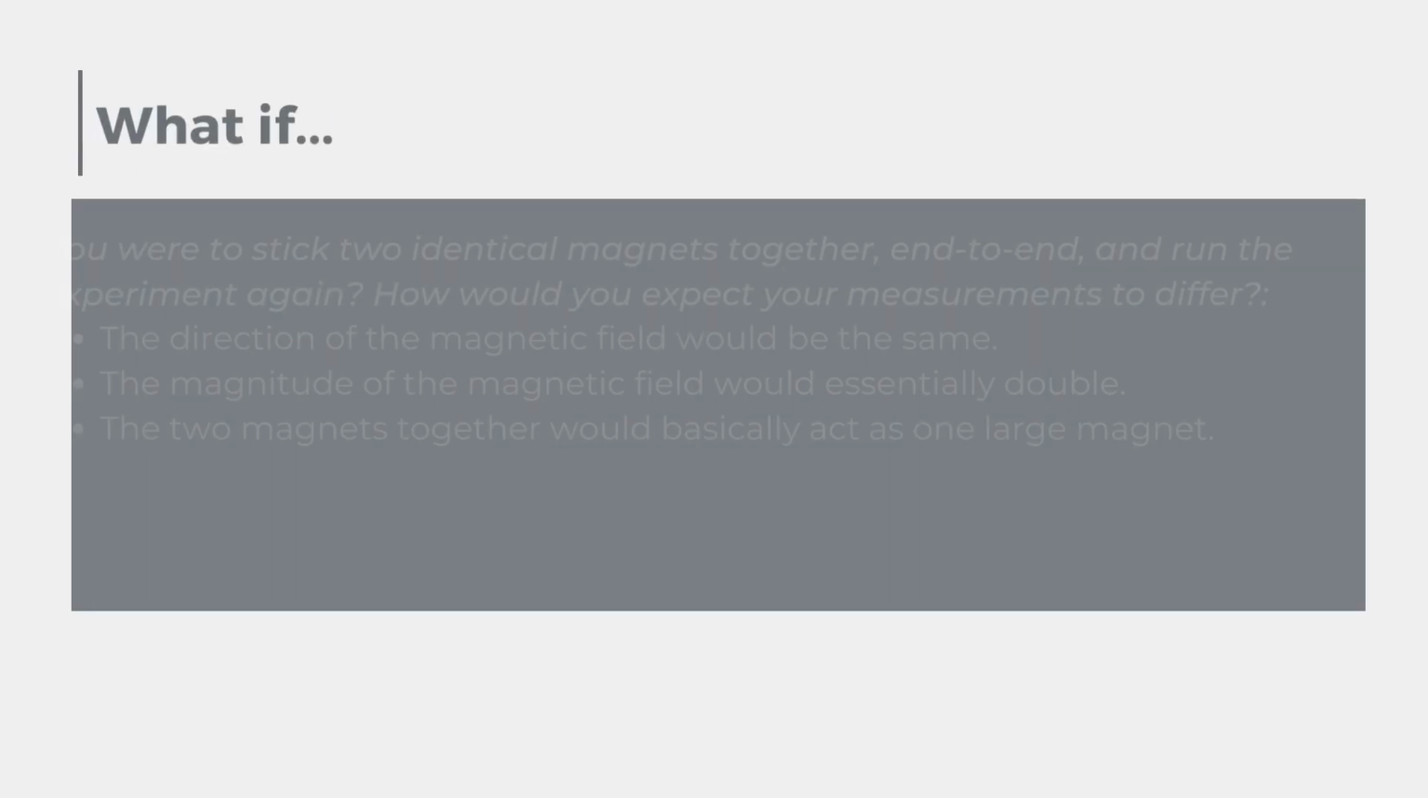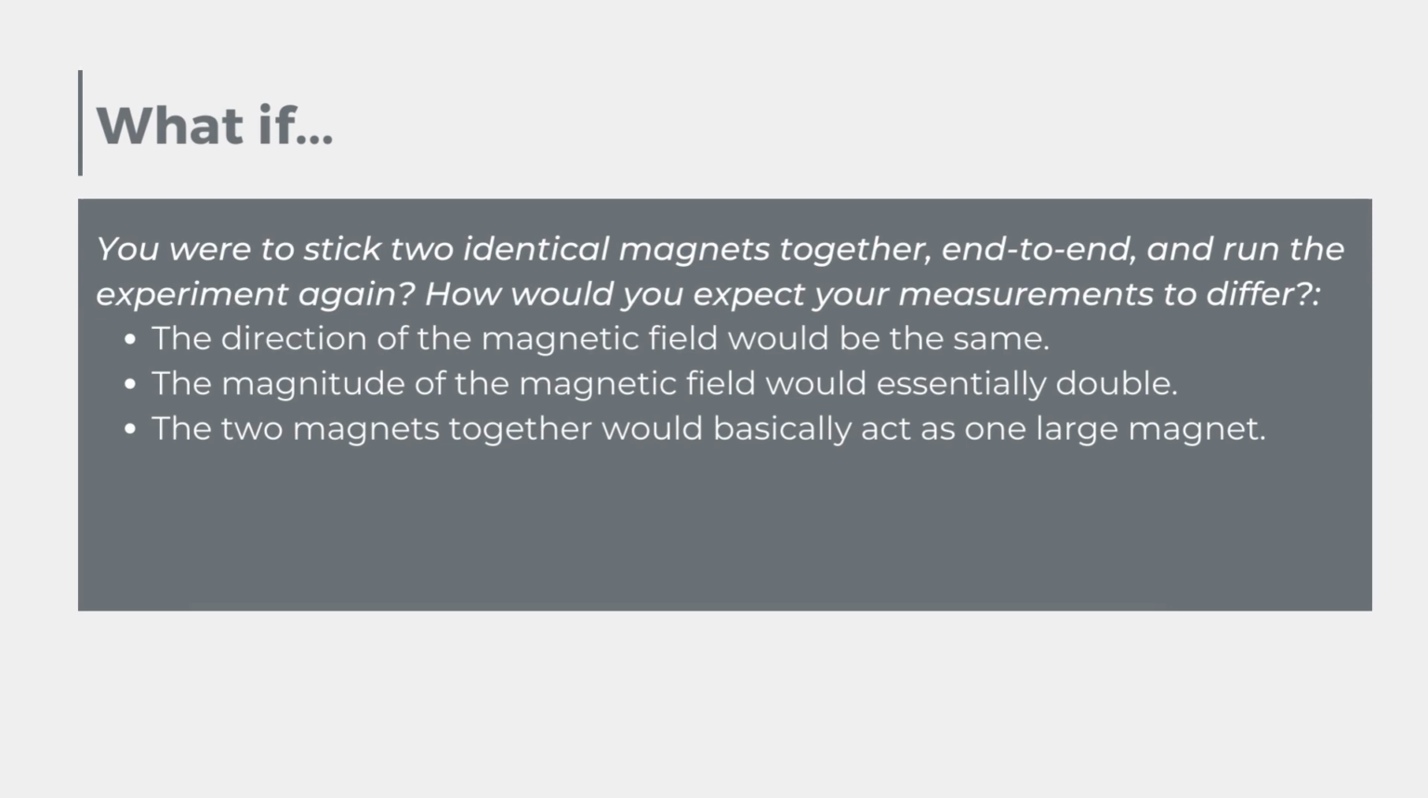Now, what if you were to stick two identical magnets together, end to end, and run the experiment again? How would you expect your measurement to differ? The direction of the magnetic field would be the same. The magnitude of the magnetic field would essentially double. The two magnets together would basically act as one large magnet.